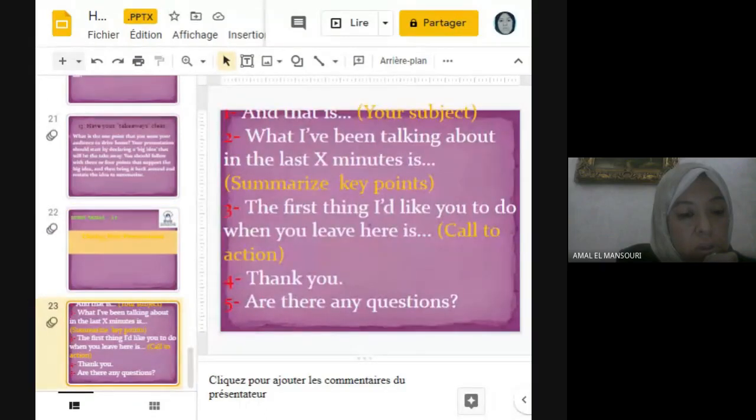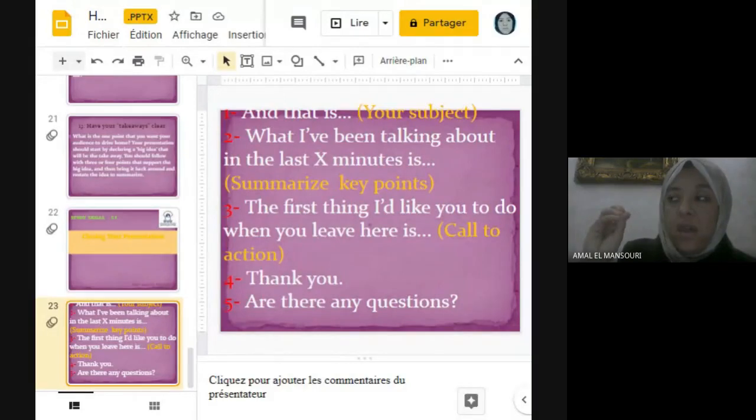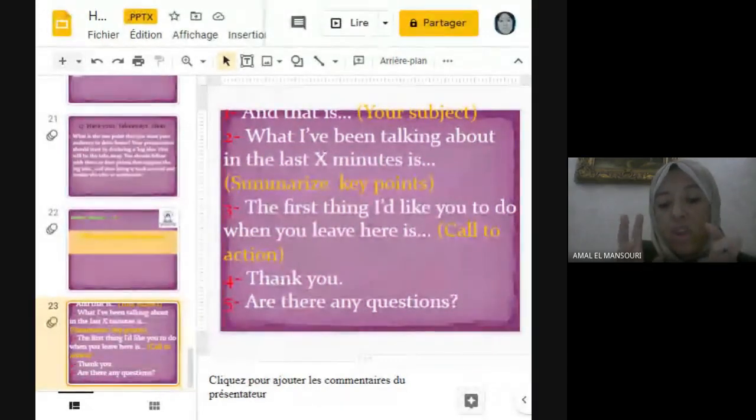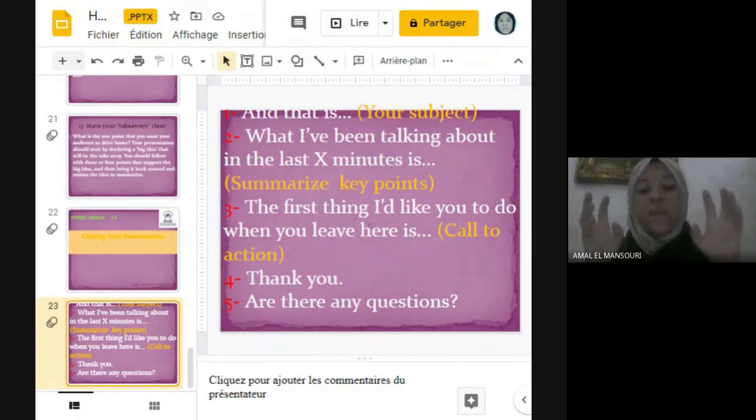Now we come to the end of the presentation, okay? So there are some things to take into consideration at the end of the presentation. During the conclusion, you have to remind them or go back again to your topic, to your subject. It's true that sometimes the last ideas of the presentation are the most remembered ones. The audience is going to remember only the last ideas of your presentation. So that's why you have to remind them again of your topic, of the main idea of your topic.